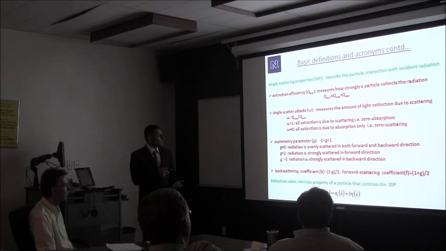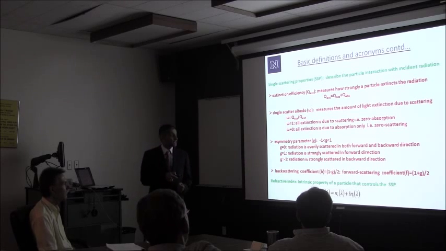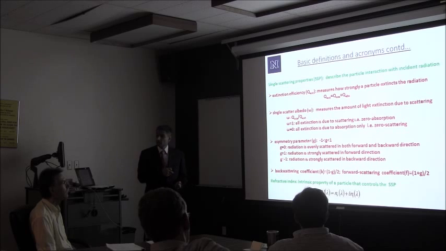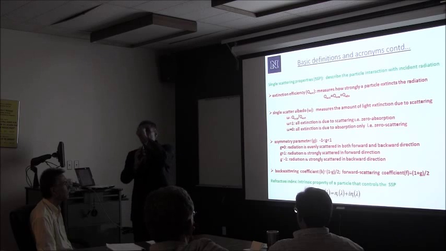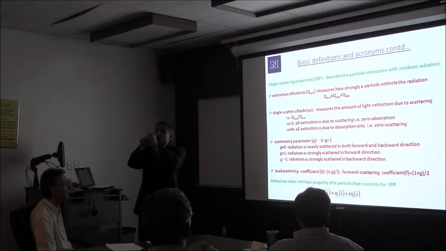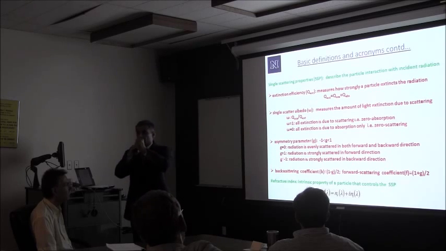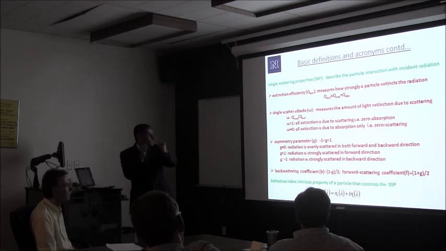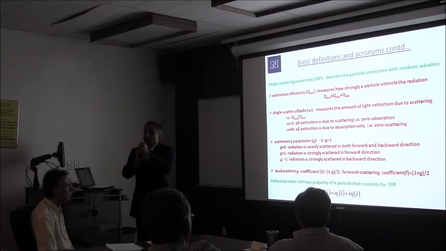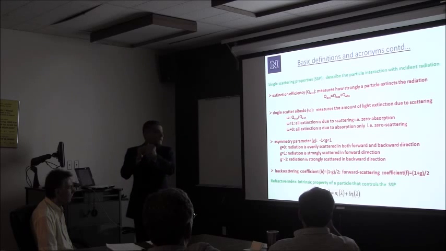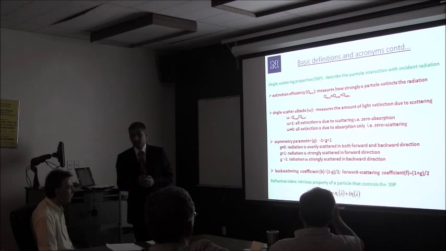Single scattering albedo, this term is omega, measures the amount of light extinction due to scattering, which is defined by that equation: the ratio of scattering to extinction efficiencies. What does this mean? Suppose this is the atmospheric particle, and this is the radiation coming in, the incident radiation. What happens? The radiation might be absorbed or scattered, or both take place. So, if the particle doesn't absorb at all and only scatters, then omega equals 1. Omega equals 0 means all the radiation is absorbed, nothing is scattered.